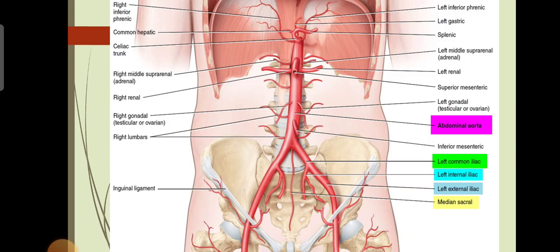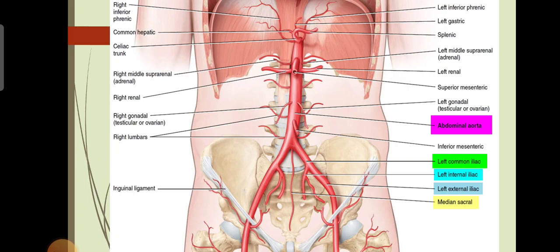Now before proceeding to the details of the contents of the femoral triangle, we must know about the abdominal aorta. So this is the abdominal aorta, which is dividing at the level of L4 vertebra into two common iliac arteries. These common iliac arteries further bifurcate into external and internal iliac arteries at the level of the sacroiliac joint.